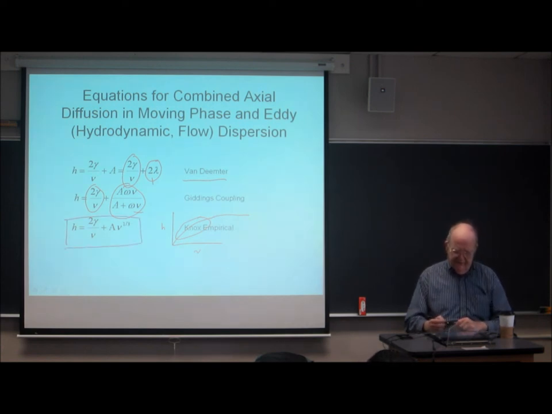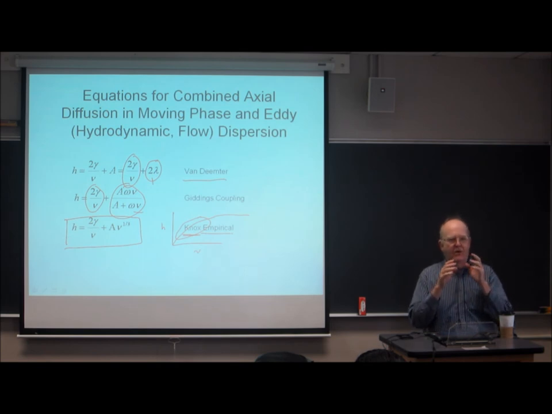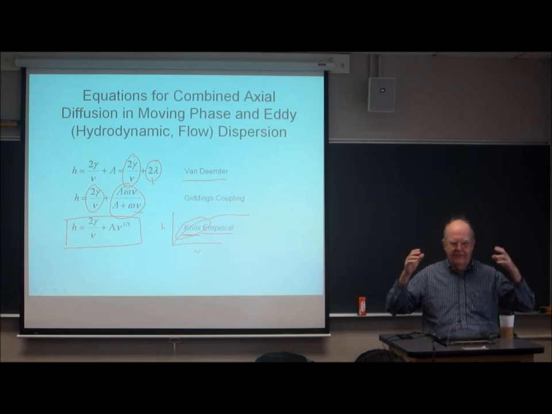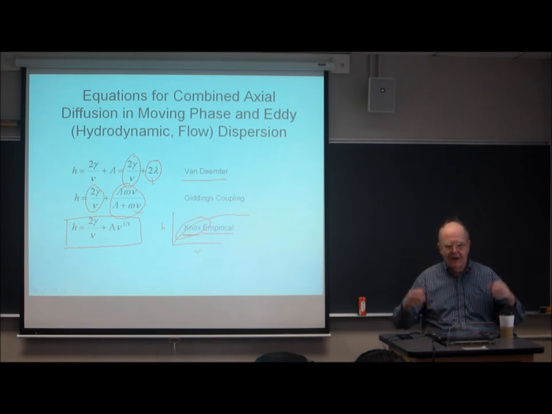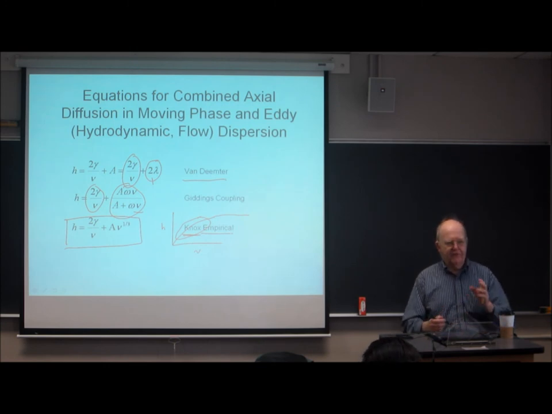This equation here is what's known as Knox's empirical equation. It's not theoretically derived at all. He took an HPLC column and packed it with particles that were non-porous. There was no stationary phase. There were small particles, and he packed them as well as he could. He was able to measure this curve over a fairly wide range in velocities without ever getting into turbulence.